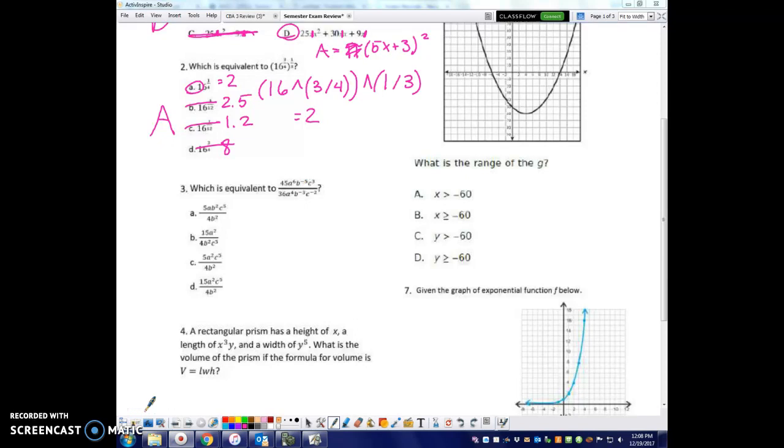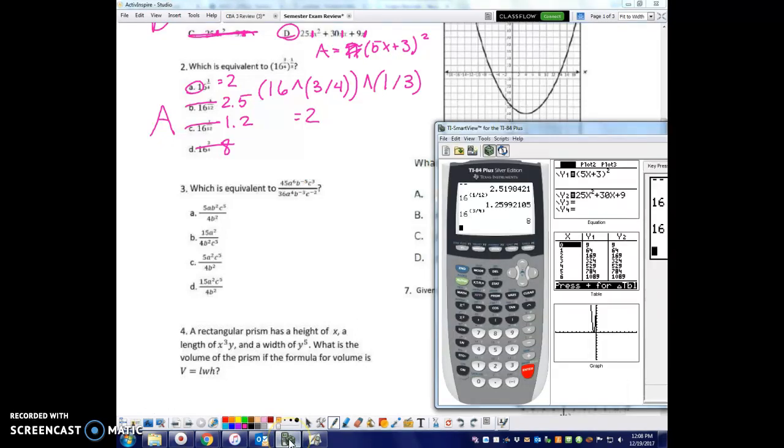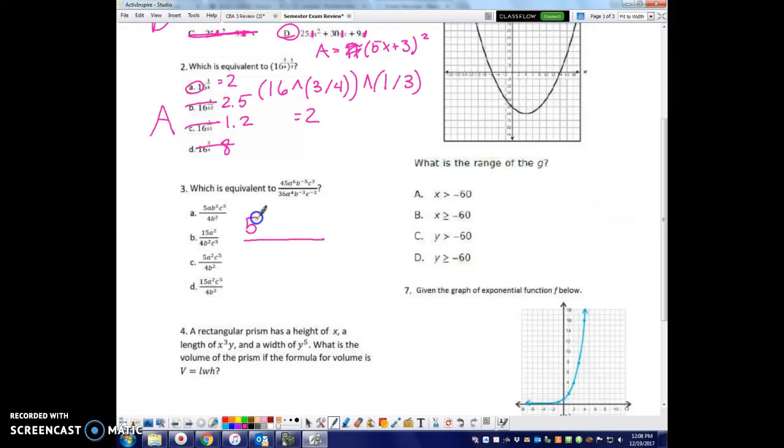Okay, so first things first, because we could probably mark off some answers here. First things first. 45 divided by 36. Math enter. 5 over 4. So we know our answer has to have 5 over 4. Okay, this one doesn't have it, and neither does this one. Now we just have to decide which exponents are correct, okay?